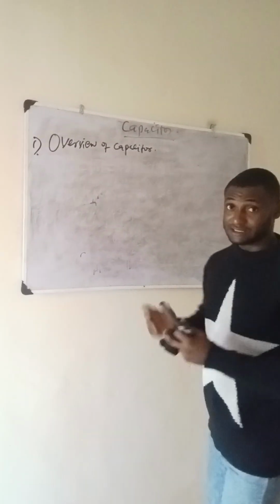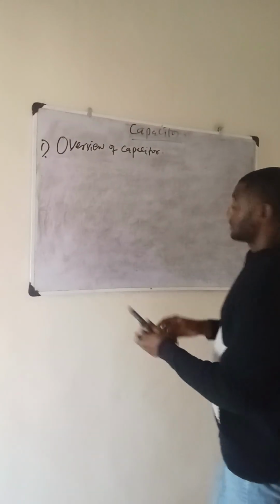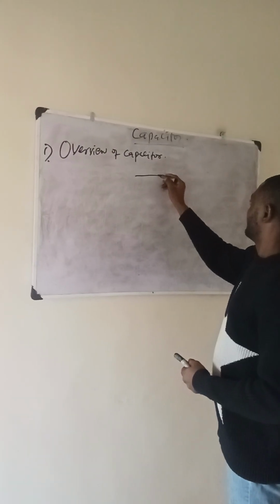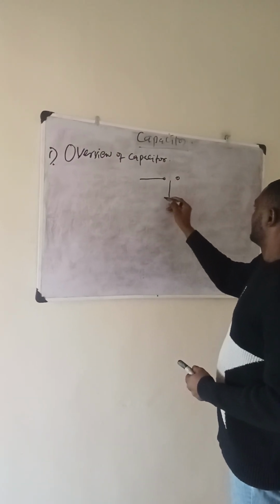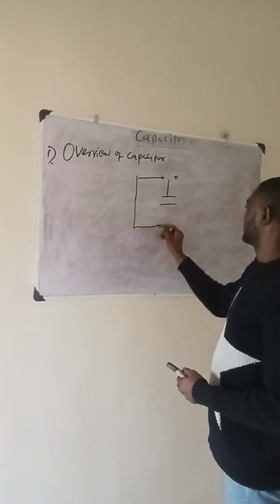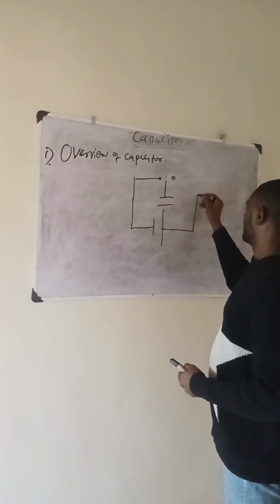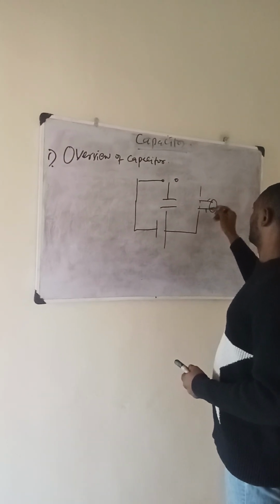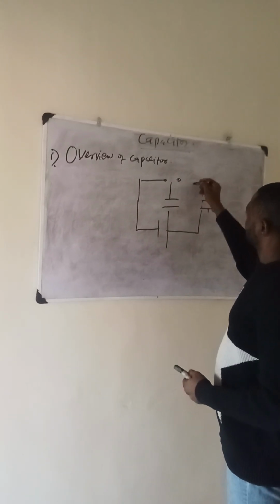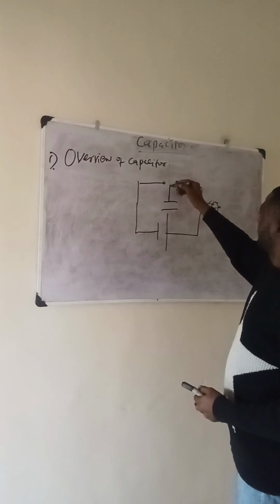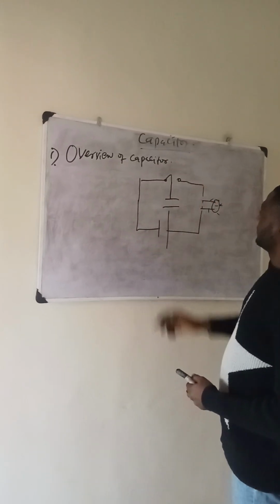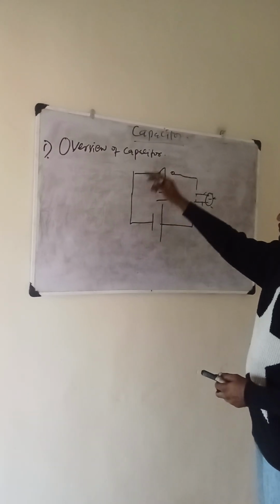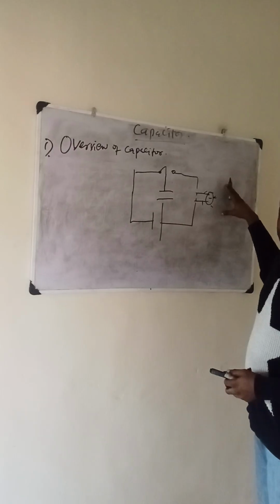Now let's take for instance this circuit that I'm about to draw on the board. This is a switch. This is a capacitor here. So this is connected to a cell, and this is connected to a load. This load can be a bulb, and then this is the switch. So this switch can flip this way if you are charging, and then you see that the current is flowing like this, while this load is not connected to the circuit.